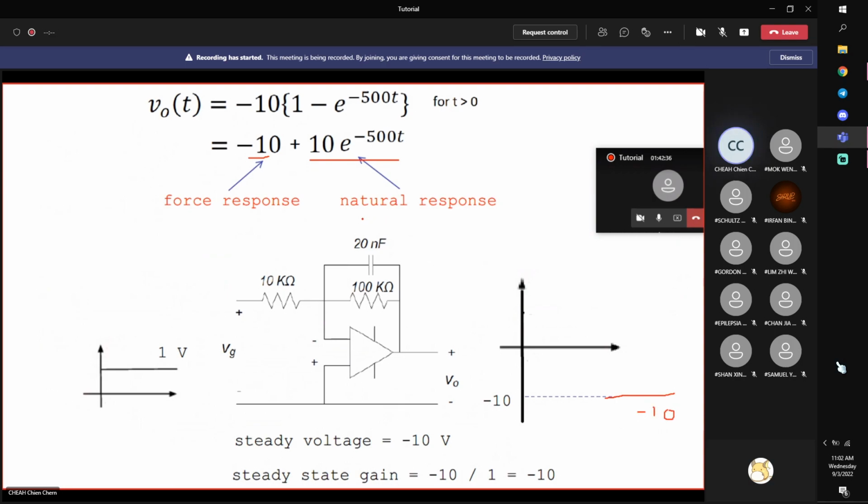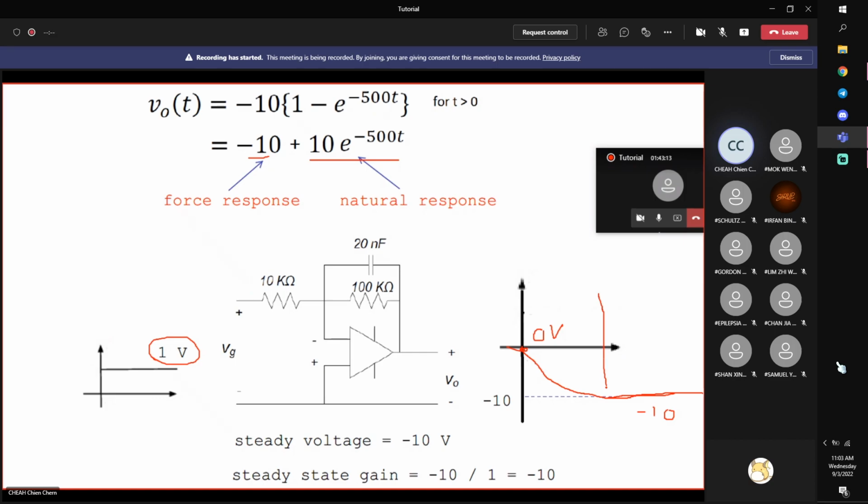But there's a natural response which will affect your transients. In fact, over here, if you put t equal to 0, then you get 10, right? 10 minus 10 is 0, which means that it starts from 0. And then it will tend to -10 as t goes to infinity. So this is how your response looks. It starts from 0 and goes to -10 as t goes to infinity if you pump in 1 volt, right? If you pump in 1 volt, you start from 0. At steady state, it goes to -10.